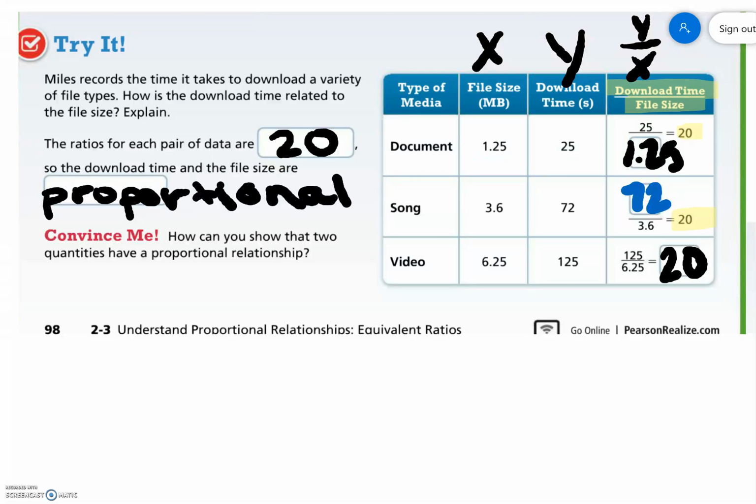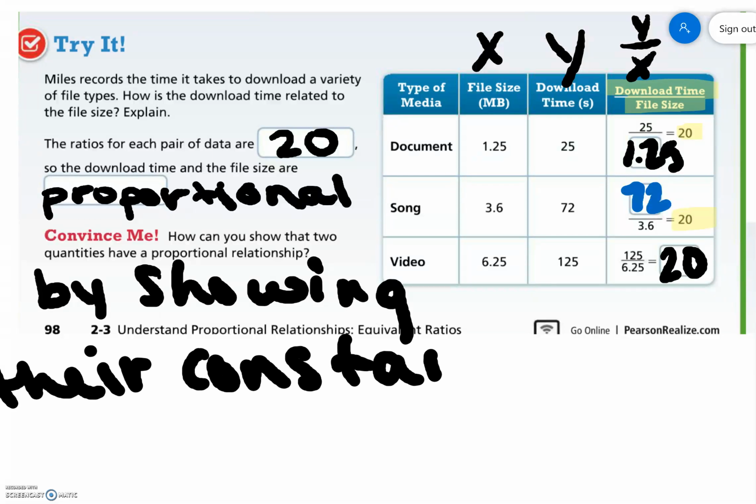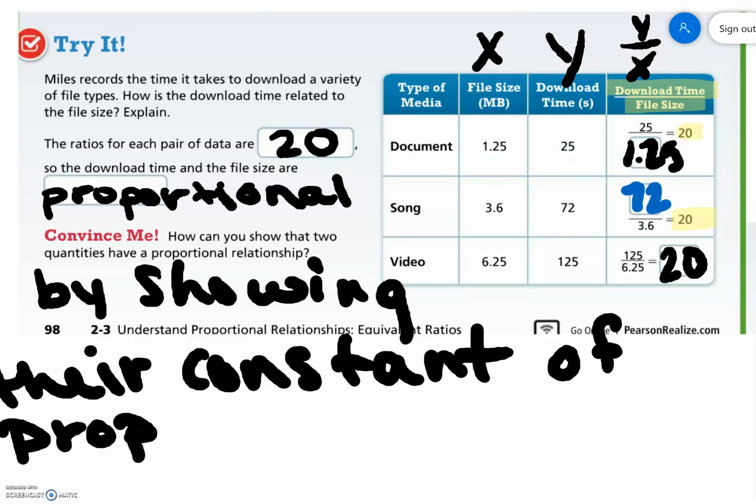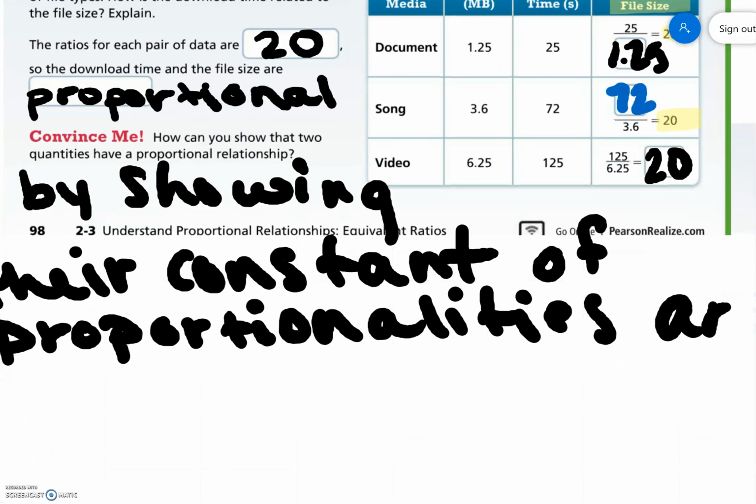Okay, so how can you show that two quantities have a proportional relationship? By showing their constants of proportionality are equivalent.